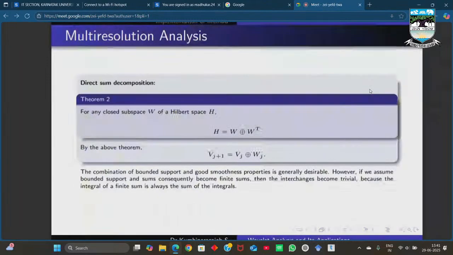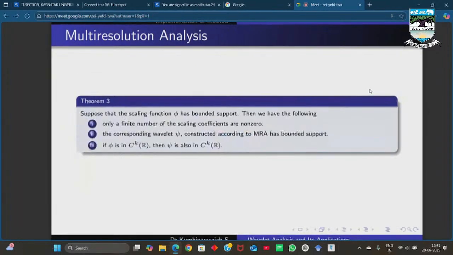And here is one more point, because previously I said Vj plus 1 can be written as a direct sum of Vj and Wj, because whatever element belongs to Vj is not an element of Wj, because they are perpendicular spaces. Therefore, by the direct sum definition, we can directly represent each Vj plus 1 as a direct sum of Vj and Wj.